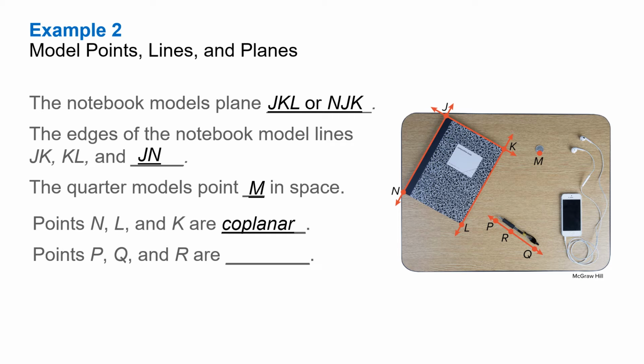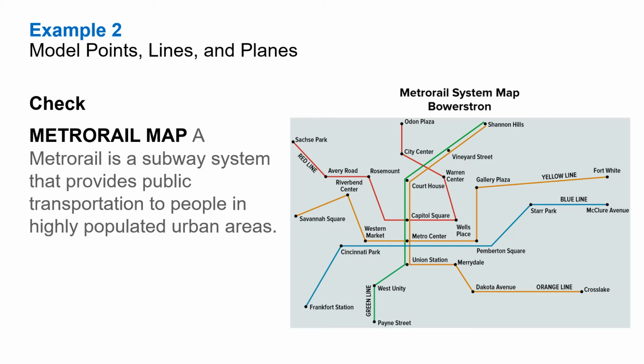And points P, Q, and R are right here in the diagram, and so they are all on the same line, which means they are collinear. So this is a real-world scenario that's modeling points, lines, and planes.